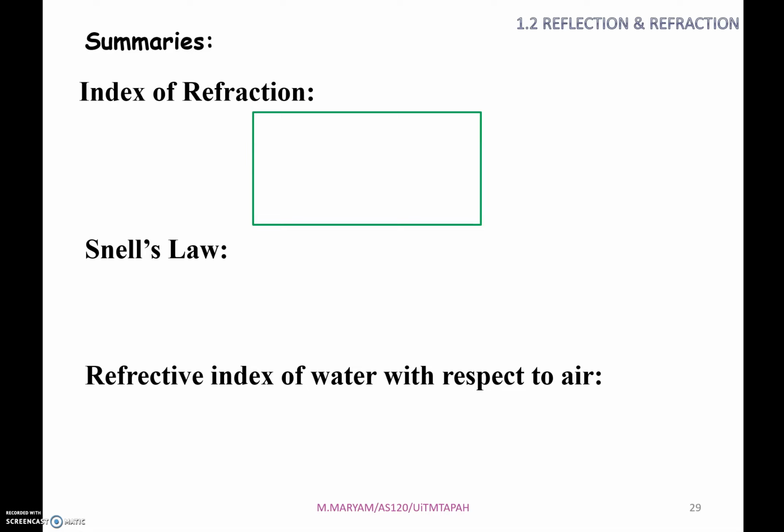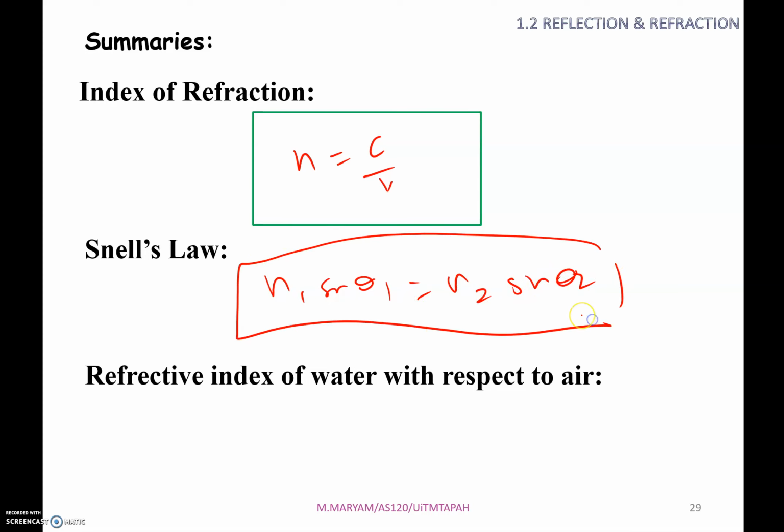Okay, let's do a recap here. Do you still remember how to calculate the index of refraction? What will be the formula? Yes, it will be n equals c over v. How about Snell's law? Correct. n1 sine theta 1 equals n2 sine theta 2. Last but not least, the refractive index of water with respect to air. Yes, remember, n equals real depth divided by apparent depth.